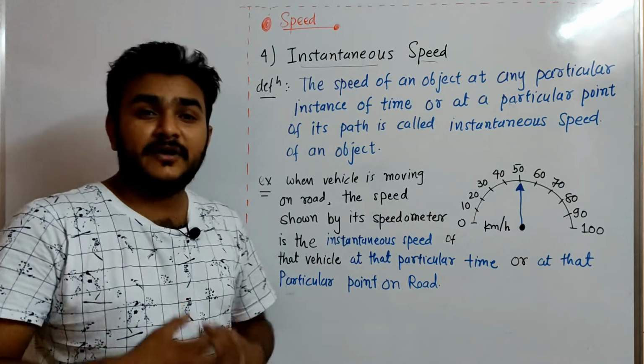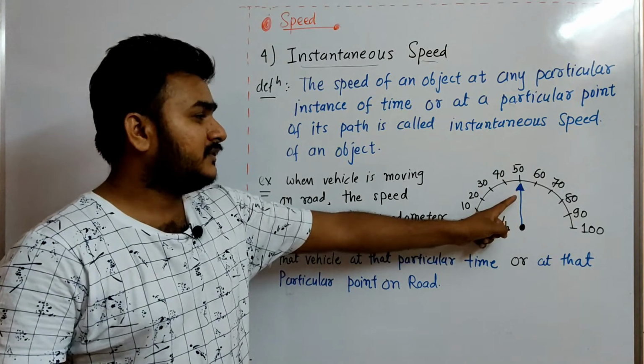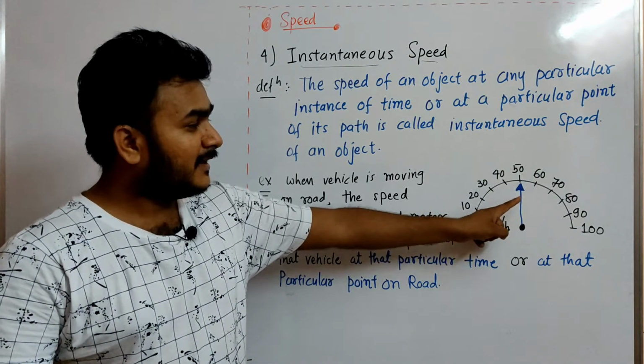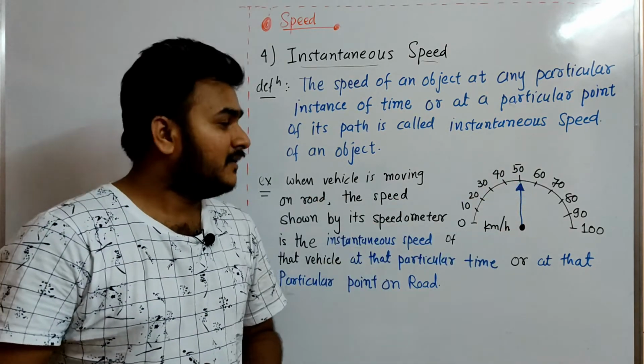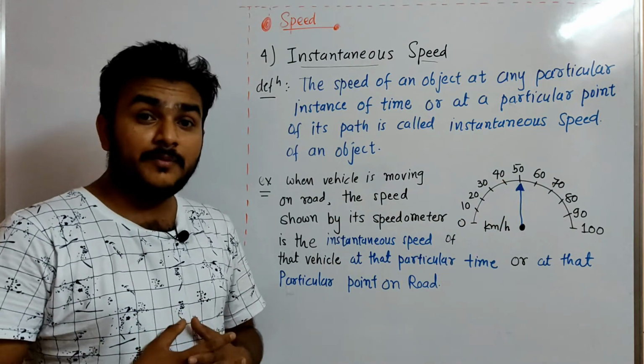For example, if you are driving a car and the car's speedometer is showing this kind of condition, okay, that means the pointer is toward 50, then the instantaneous speed of the car is 50 km per hour.